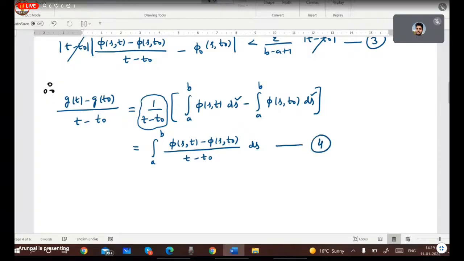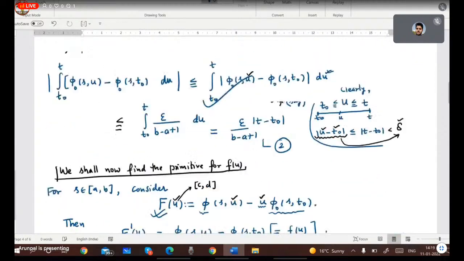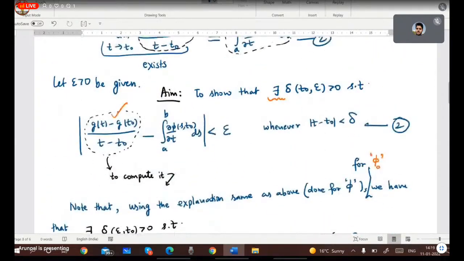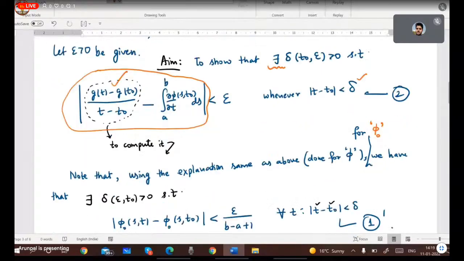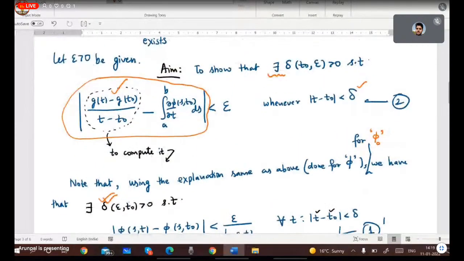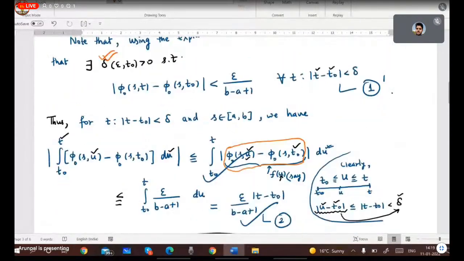So let me call it number 4. And now let us start computing this. And finally, we will show, class, that this is coming out to be less than epsilon. Is this okay, class? Yes, sir. It is this delta which will serve our purpose. So now let us start computing with the left hand side of 2. Our intention was to establish 2.